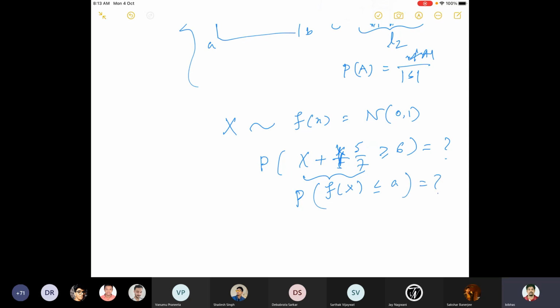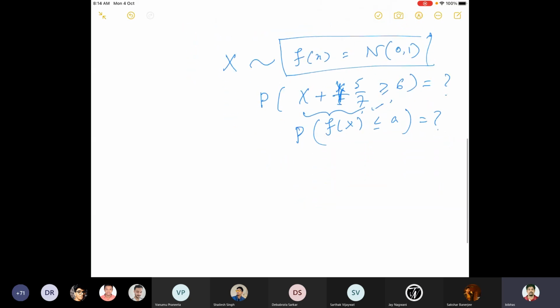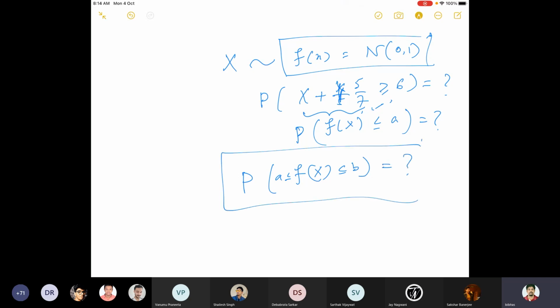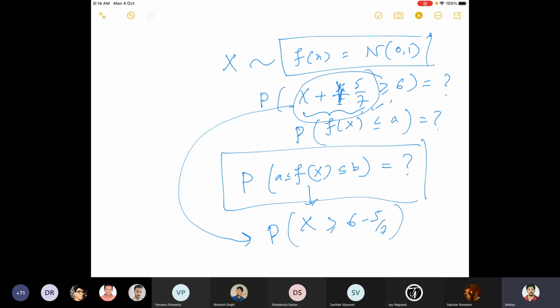So either this will be a function, or this kind of problem could be there. You know how the random variable X is distributed, and you will be asked to find the probability of some function of X lying between a and b, that is, a less than or equal to f(x) less than or equal to b. What you have to do is write what f(x) is. For example, suppose it is x plus 5 by 7. Then the probability of x bigger than or equal to 6 minus 5 by 7, so you use the PDF definition of this and find it out.